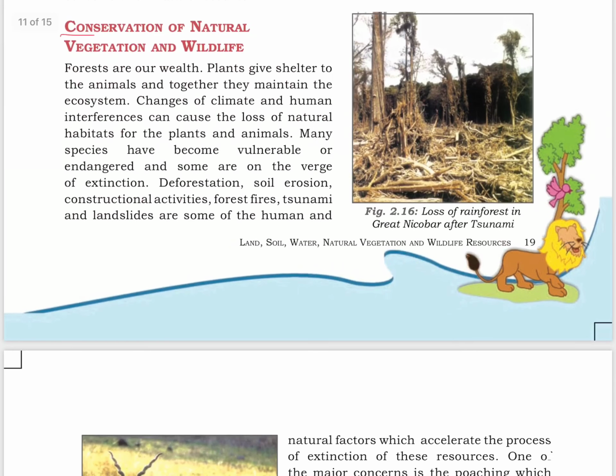Next, we have conservation of natural vegetation and wildlife. Many species have become vulnerable or endangered and some are on the verge of extinction. Deforestation, soil erosion, constructional activities, forest fires, tsunami and landslides are some of the human and natural factors which are accelerating the process of extinction of these resources.